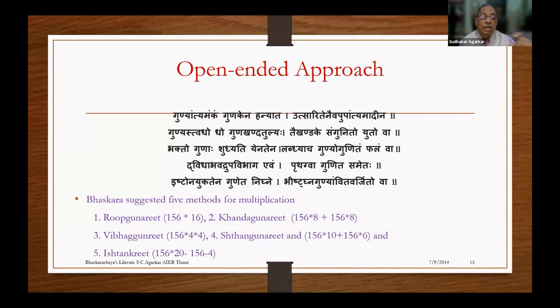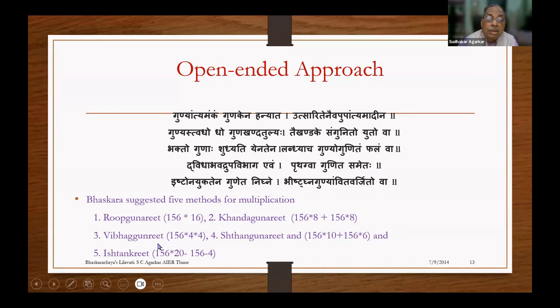So here he suggests 5 different methods of multiplication. One is called Rupa Gunarit, which means our standard method: suppose I am multiplying 156 by 16, you use the table of 16 and get the answer. Another is Khanda Gunarit, which says you divide this into either equal or unequal parts and do multiplication twice. So I am showing it: 16 is 8 plus 8, so 156 into 8 and 156 into 8.